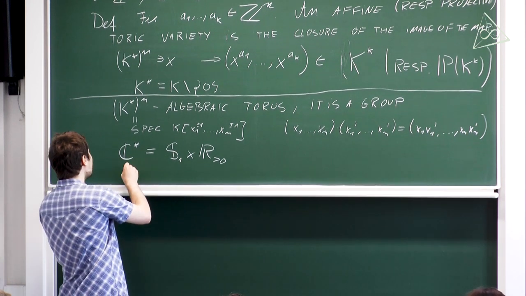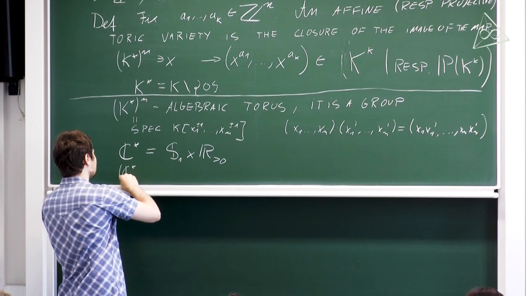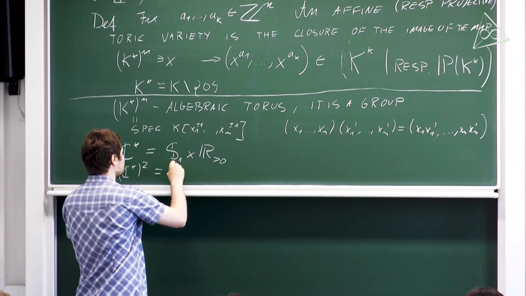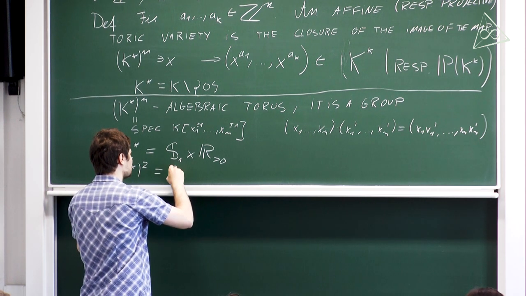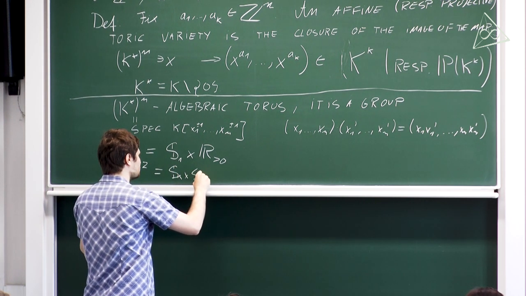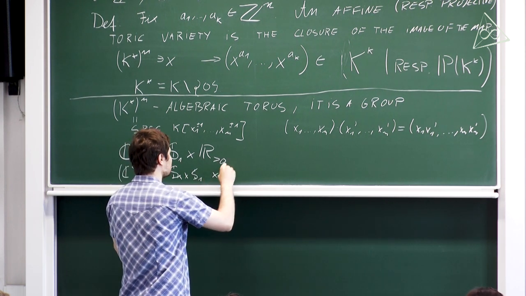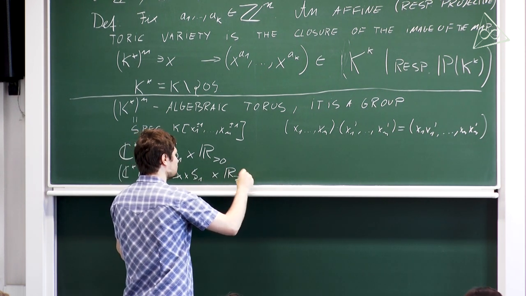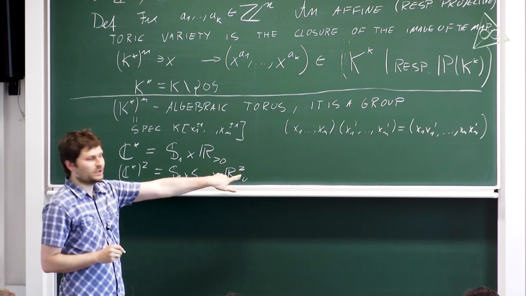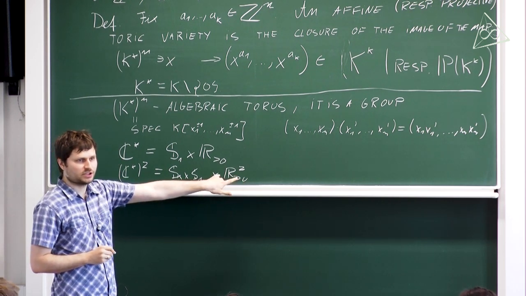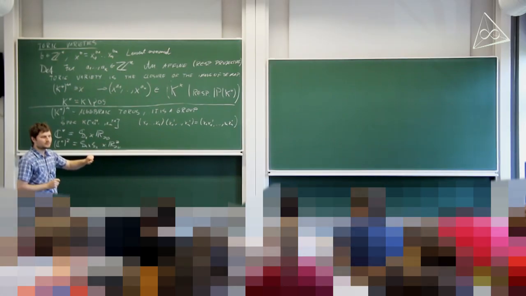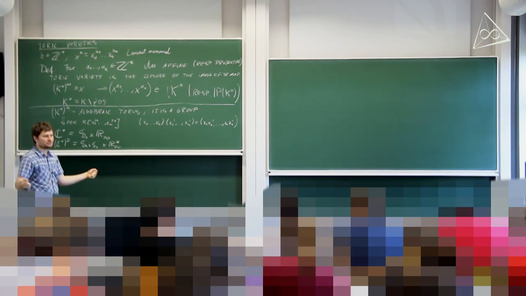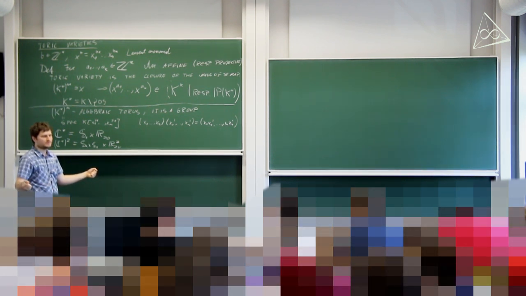And now if we square it, again, we have the contractible factor that we don't care about. What do you mean by contractible? Contractible in the topological sense, contractible to a point.